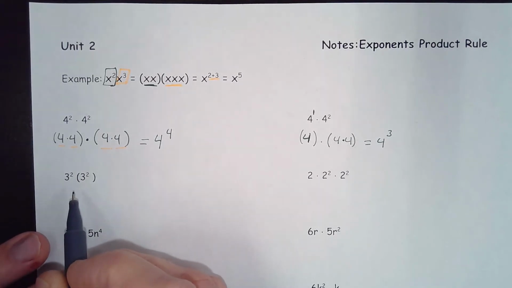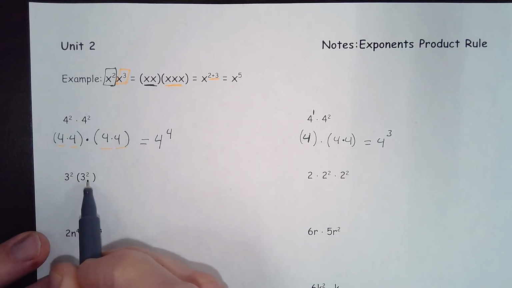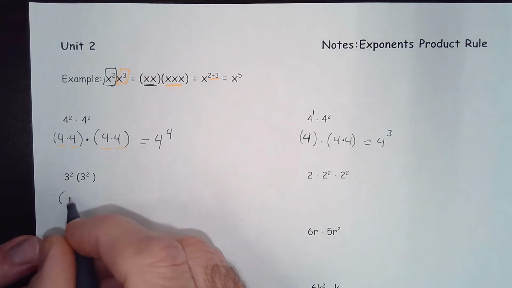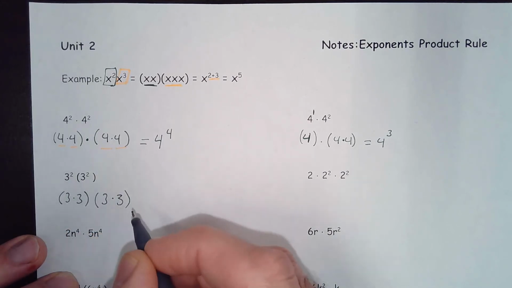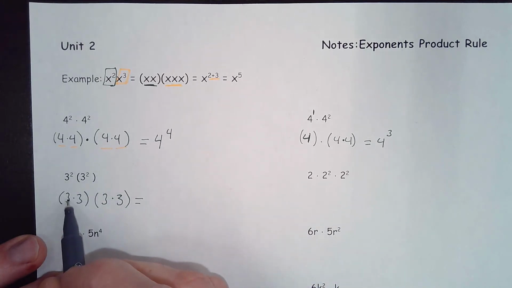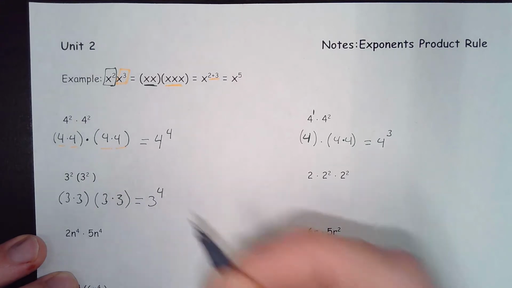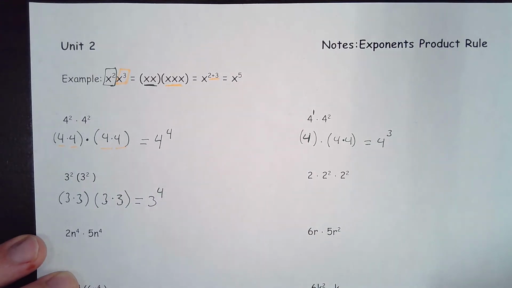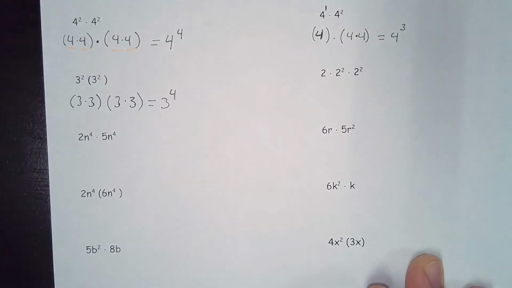The next one looks a little bit different, because we don't have the multiplication symbol, but this still means 3 squared times 3 squared. Expand it out: 3 squared is 3 times 3, and 3 squared is 3 times 3. Now put it back in exponential form. We have 1, 2, 3, 4 threes multiplied together, so that's equal to 3 to the fourth. Let's skip down here and do some of these.